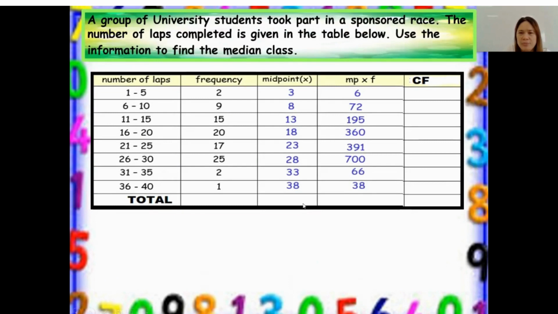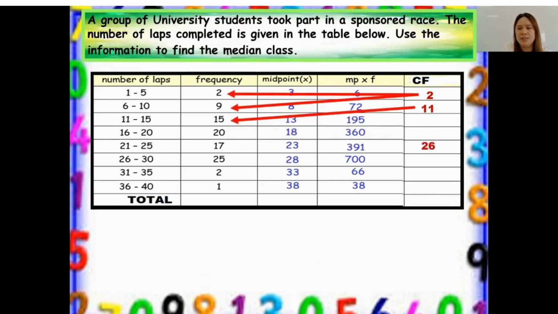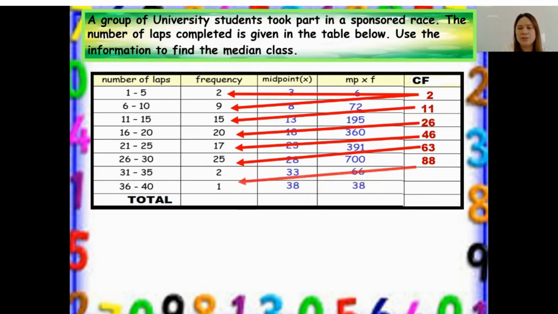So this time we are going to find the median class, and for that we need to find the cumulative frequency. But we are not estimating the median here. We are going to find only the median class. So start with the first frequency, which is 2. Add the next frequency. 2 plus 9 is 11. 11 plus 15 is 26. 26 plus 20 is 46. 46 plus 17, that is 63. 63 plus 25, that is 88. And 88 plus 2 is 90. And 90 plus 1 is 91.